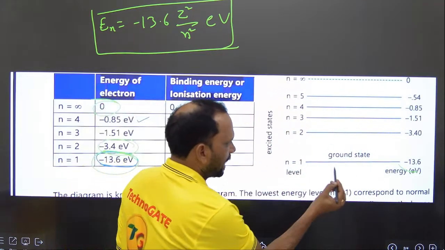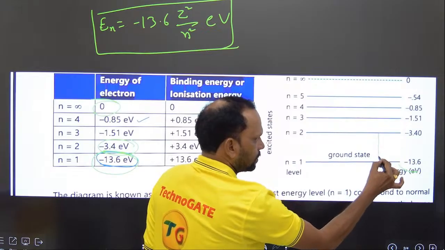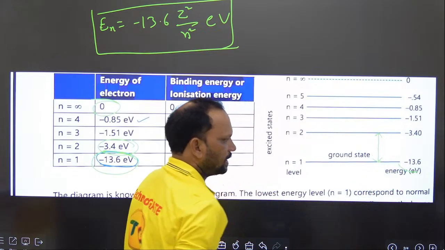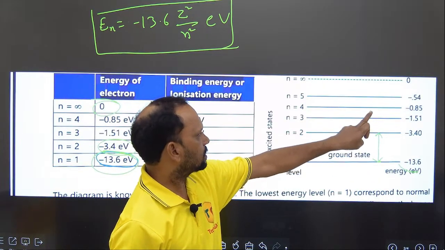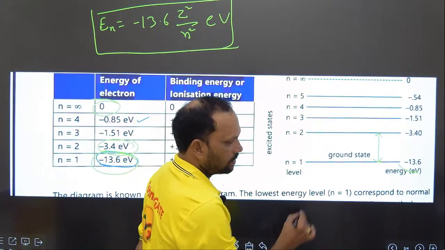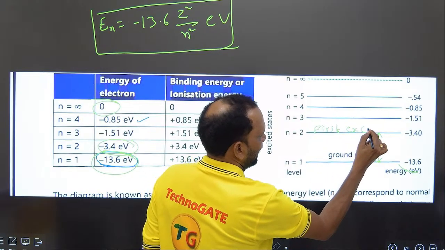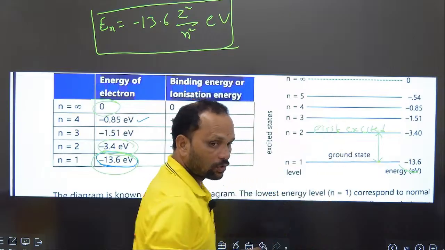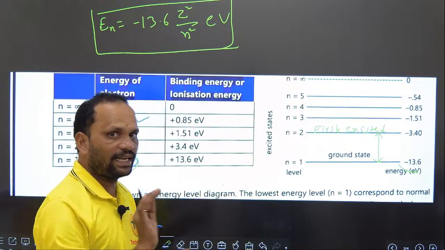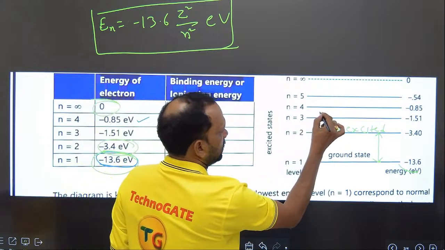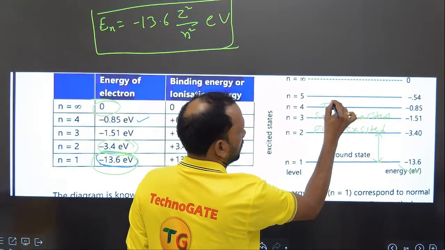Now, if you observe this sequence, the gap between the first orbit to the second, we can call these energy states. Ground state to first energy state, and second, third, fourth. This is called the ground state. N is equal to 2 is called the first excited state. N is equal to 3 is the second excited state. This is the third excited state.